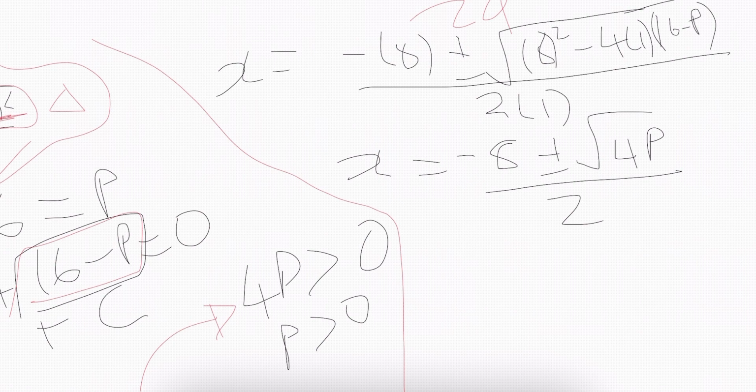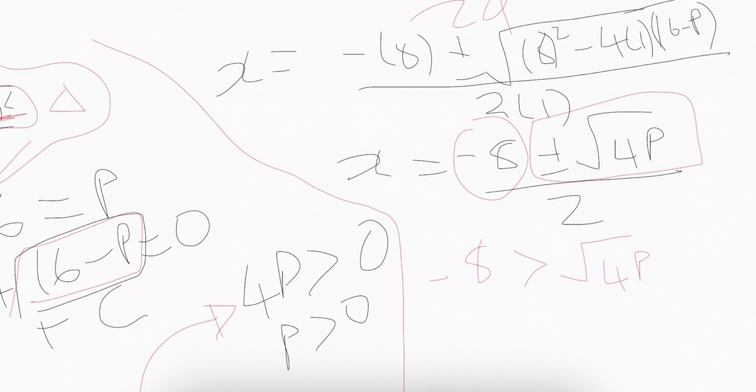Now, there's one thing that you need to note here. For this thing to be negative, this part over here should be less than this one. So for this x value to be negative, your minus 8 should be greater than the square root of 4p, right?